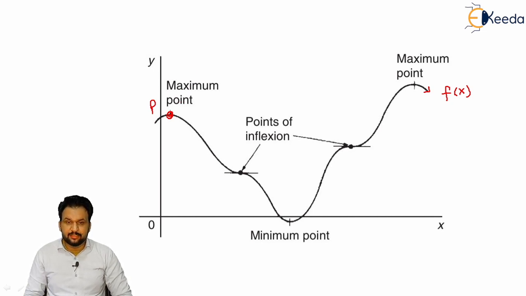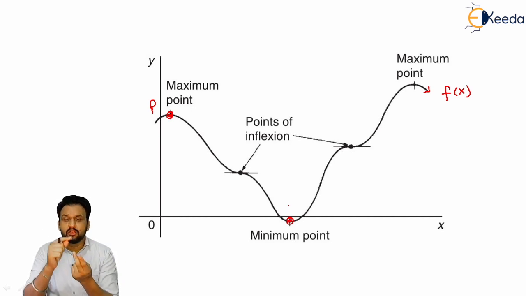Such a point where a function is giving you a maximum value is known as a point of maxima, as well as at some point the function is giving you a minimum value, that is known as the point of minima. Some different words we can also use: local minima, local maxima, absolute minima, absolute maxima. What are these points?